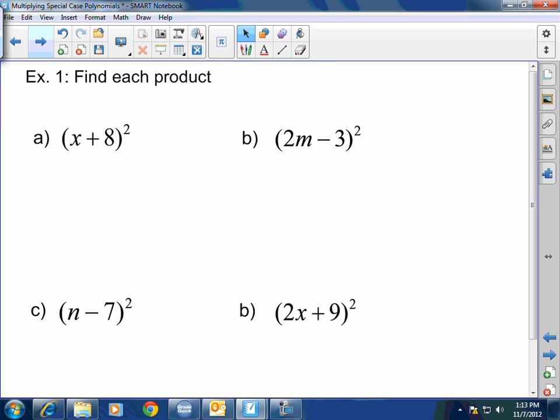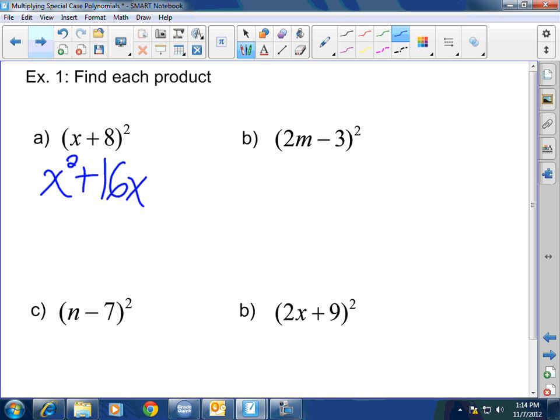Now, let's find each product. All right, let's see. Who else wants it? Adam, let's go. Try one, my man. See what you got. Adam, let's do it. You're fine, Adam. Correct, sir? I want to see all of you writing these. What's x times 8? There you go, times 2 is 16x. Good. That's the way I like to do it.